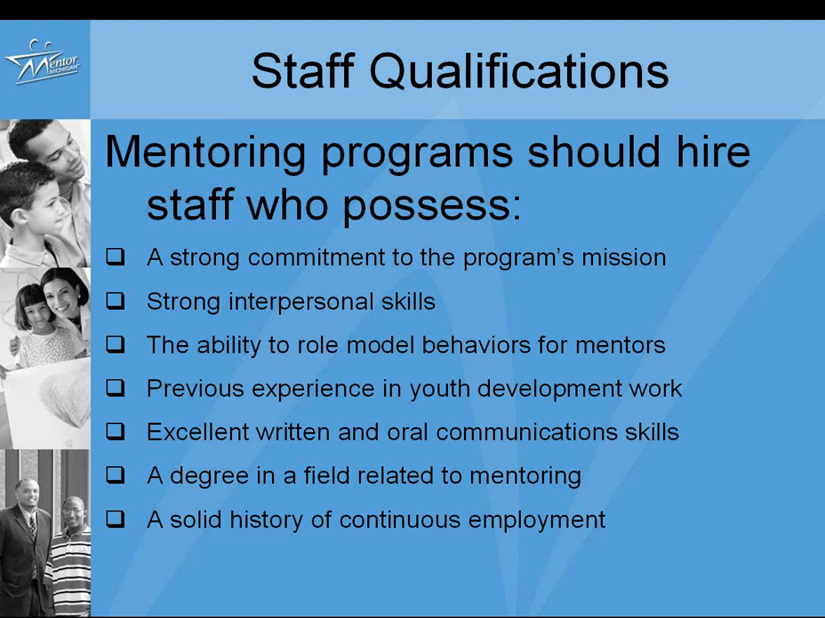So in terms of staff qualifications, mentoring programs should hire staff who, and here's your checklist, have a strong commitment to the program's mission, strong interpersonal skills, and the ability to develop relationships with diverse community members, staff, and youth. The ability to role model behaviors for mentors, including consistency, active listening, and compassion for youth. Ideally, previous experience in youth development work, strong written and oral communication skills, a degree in a field related to mentoring, such as education, psychology, social work, and counseling, or perhaps equivalent experience, and a solid history of continuous employment without multiple short tenures or gaps in employment, because obviously you're looking for somebody who's going to have some longevity within your organization.